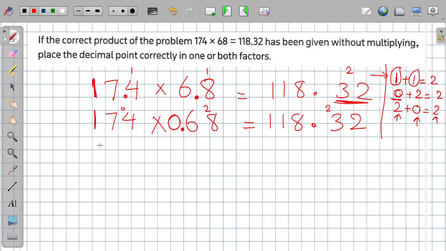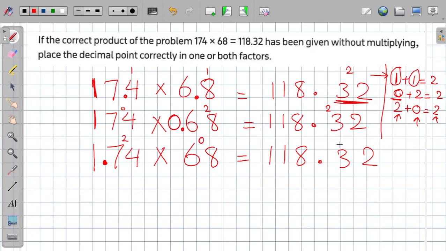The third possibility here will be, I have 2 decimal places in the first number, so I have 174 by 68 equals 118.32. So I can put the decimal point here between 1 and 7, so I will have 2 decimal places right here. But in the second number, I don't have any decimal places, so I will leave 68 as it is. To get the result, 118.32. So I have 2 decimal places here, 0 decimal places here, and 2 decimal places right here. Okay.